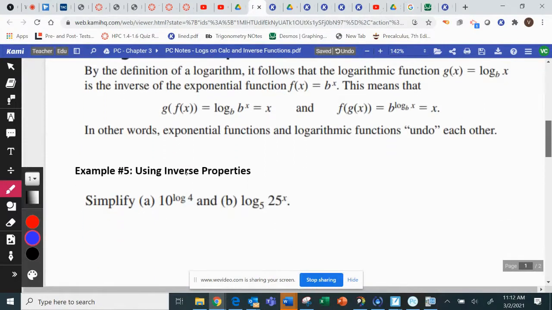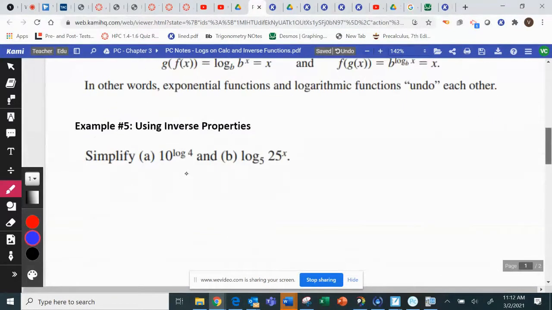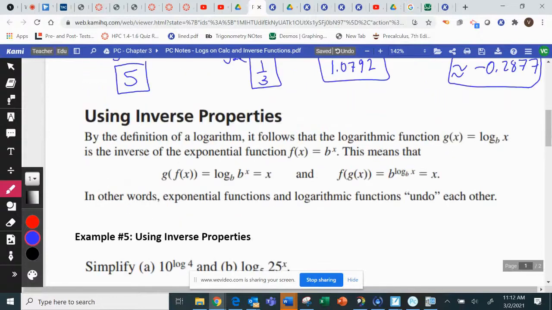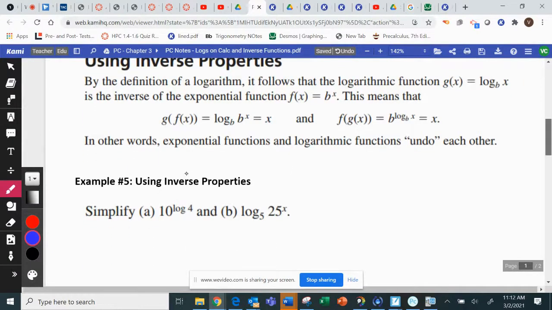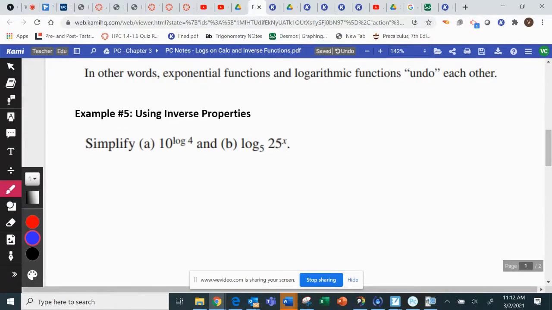Okay. I think this is the last. Yep, the last thing in the notes for today is inverse properties. So we've already gone over this. Let's simplify question A that says 10 to the log 4. If I have a base of 10 and I have a log, just a log, that is a base of 10, those are inverses. My answer is 4. And remember, the reason why the 4 becomes big is because we put it in front and we multiply by the properties we went over today.